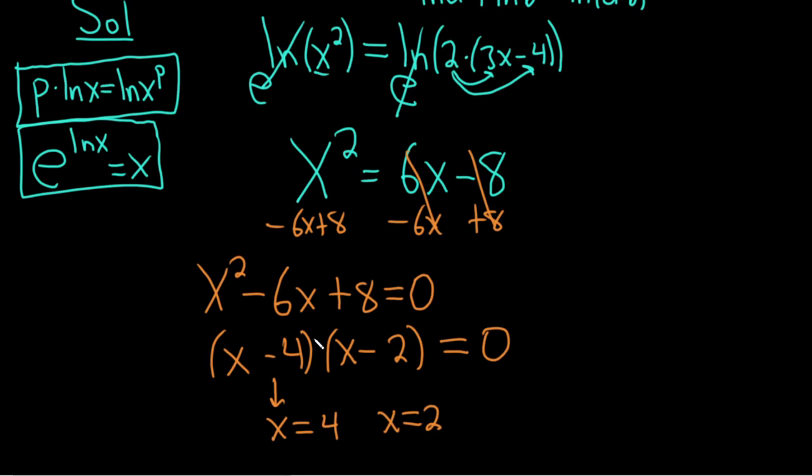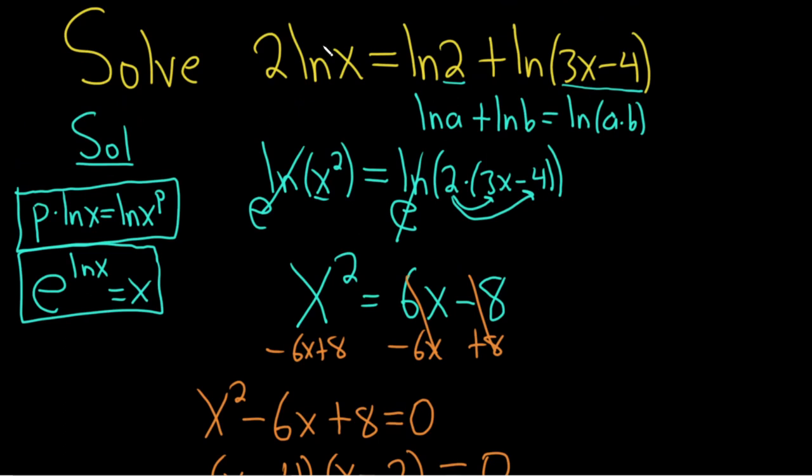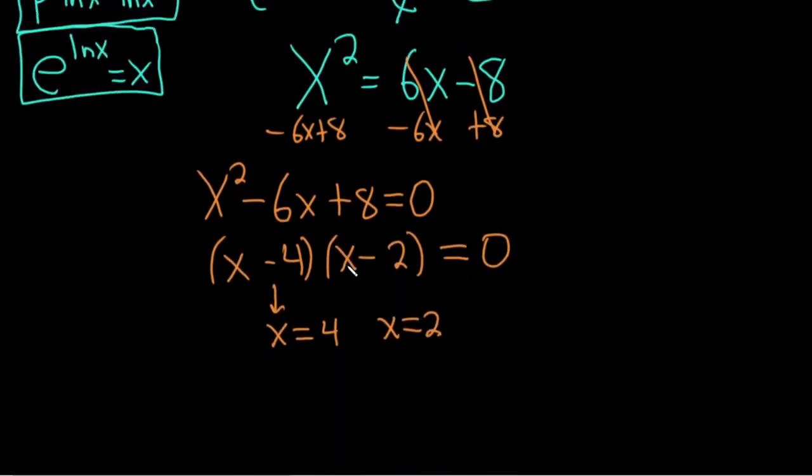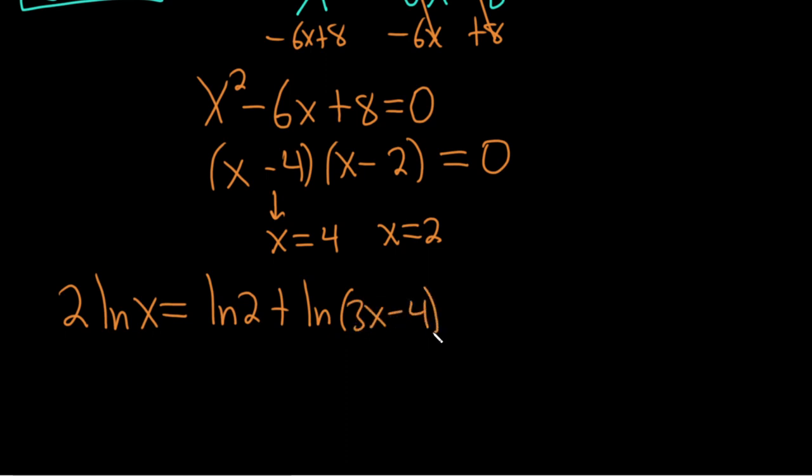We need to check our answers because we have 2 logs. Also, when we brought up the 2 here at the beginning, we might have created an extra solution. So I'm going to go ahead and write down the original problem one more time. So 2 ln x equals natural log of 2 plus the natural log of 3x minus 4. And in order to check, we have to go back to this equation. It's really important to check when you have more than one log in an equation. So let's check 4.